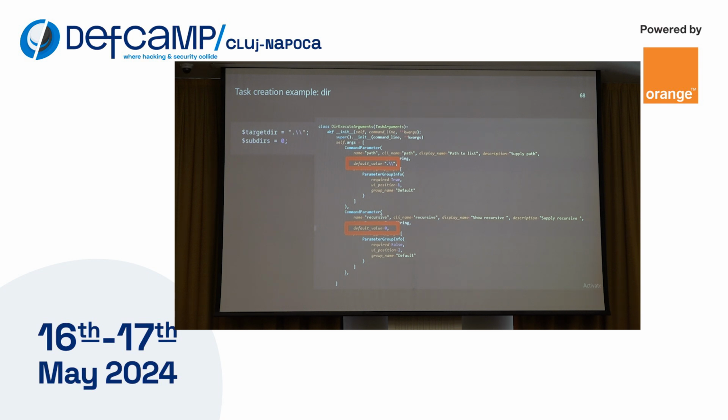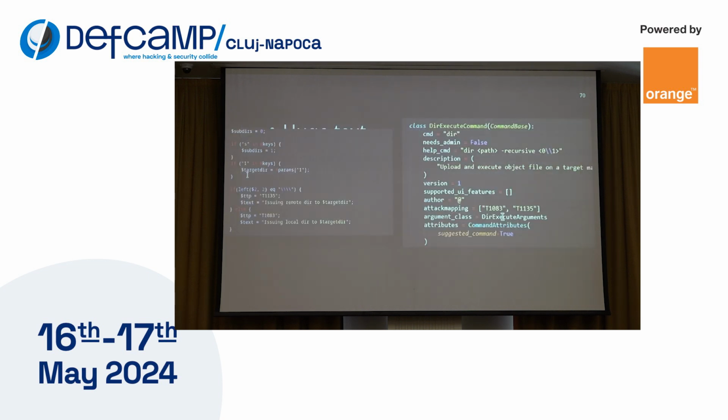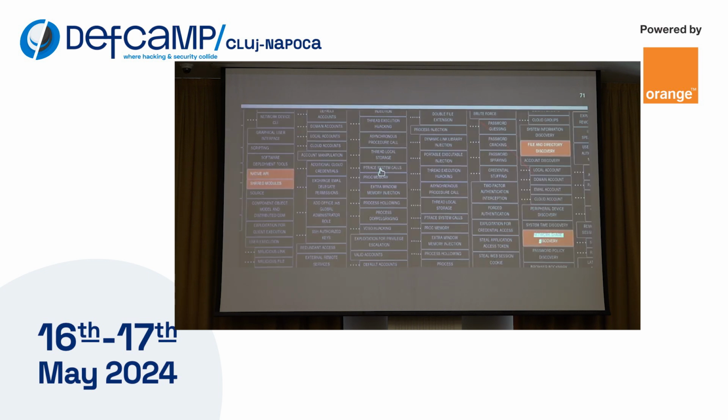So let's do the same thing using Python and Mythic. First, we set some default values in the earlier class. As a result, in our web interface, we receive this type of window with 2 arguments and default values. Then let's add some description, how you can use the command, and some attack mapping. So now the MITRE matrix is shining like a Christmas tree.